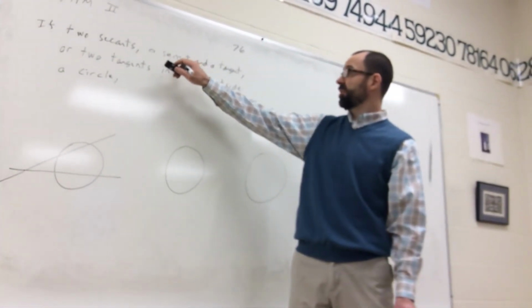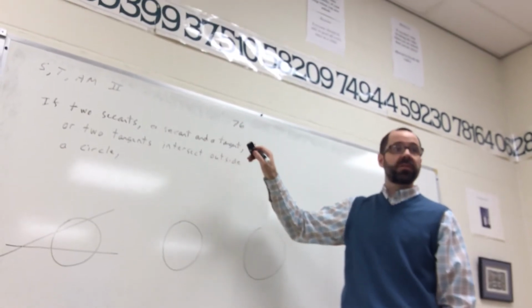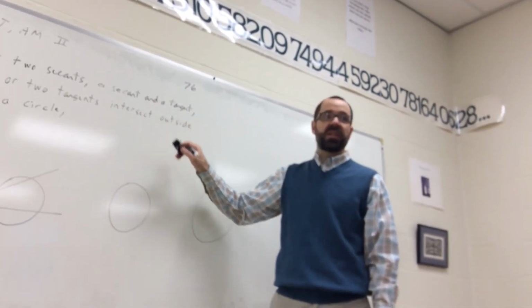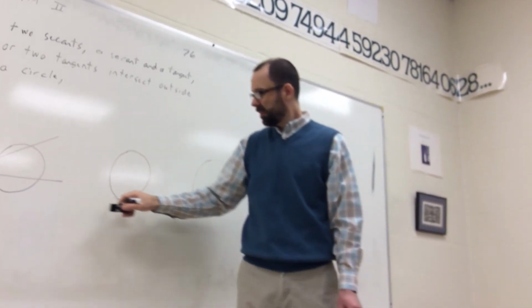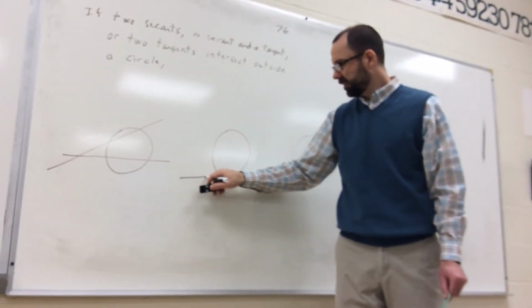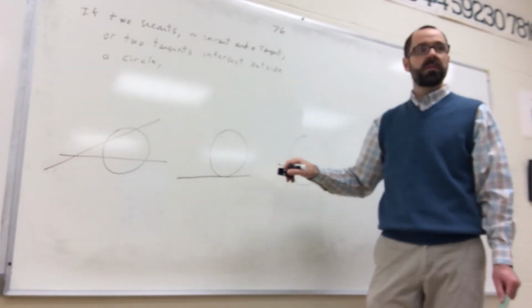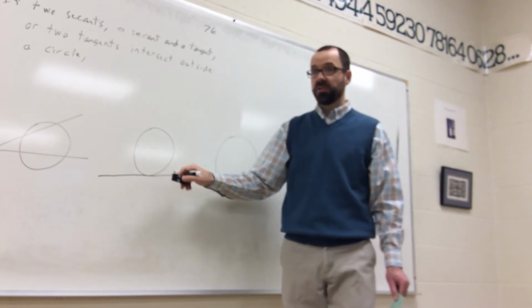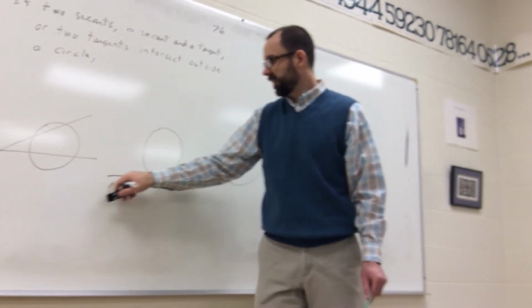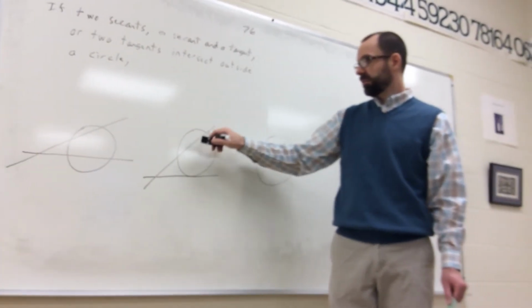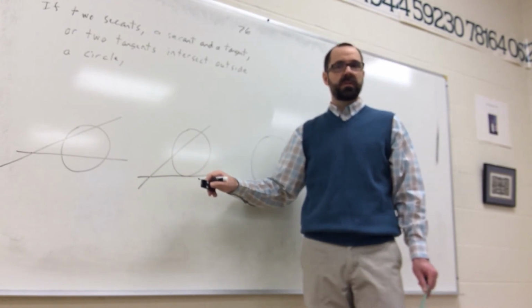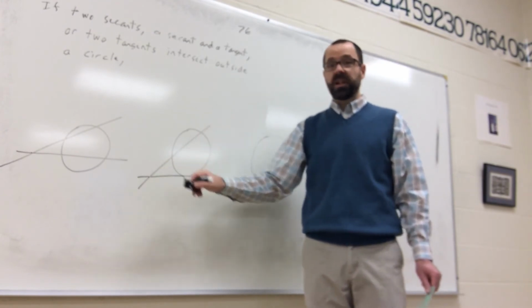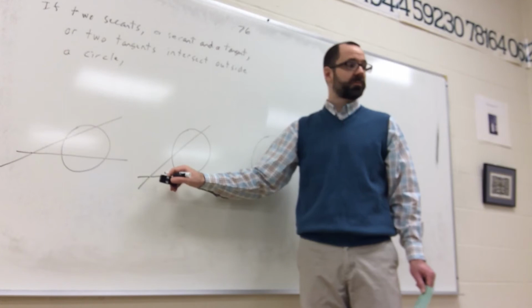And then the middle picture is supposed to be a secant and a tangent intersecting outside the circle. So here's a tangent line, because it just hits the circle once. Here's a secant line, hits the circle twice. So we've got a tangent line and a secant line intersecting outside the circle.